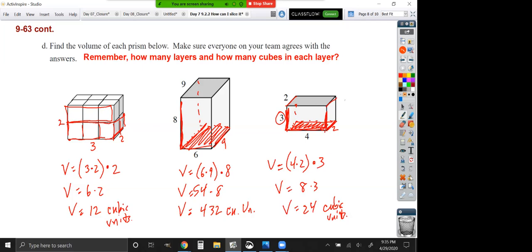Now don't get fooled. It's not always length times width times the height. It's different. It's going to change. When the base changes into a circle, it's going to be something different. When the base changes into a pentagon, you're going to have a base area for the pentagon. There's lots of little things coming up here.